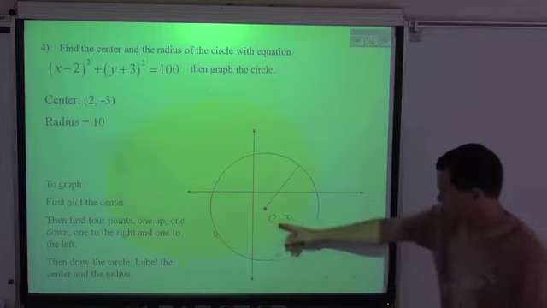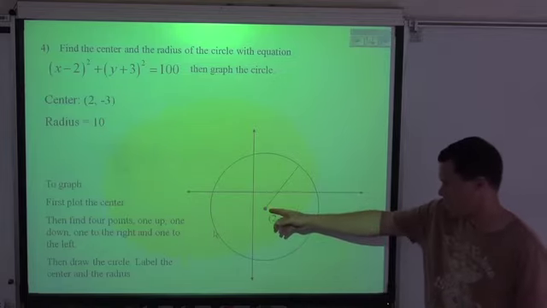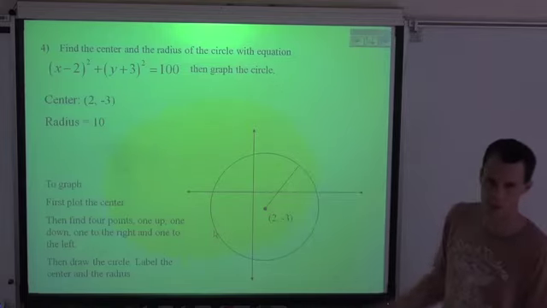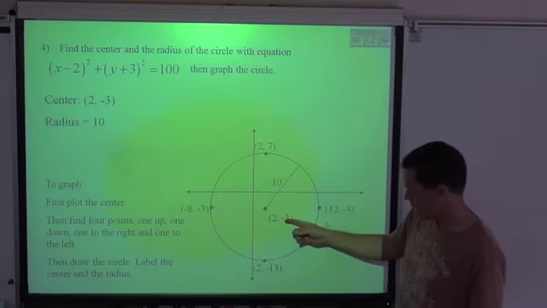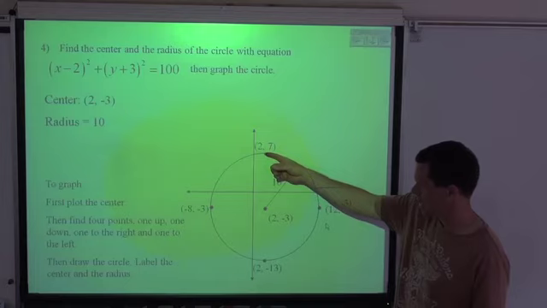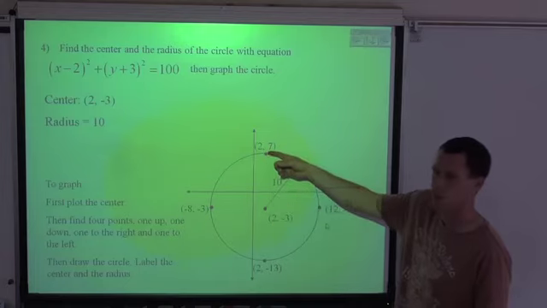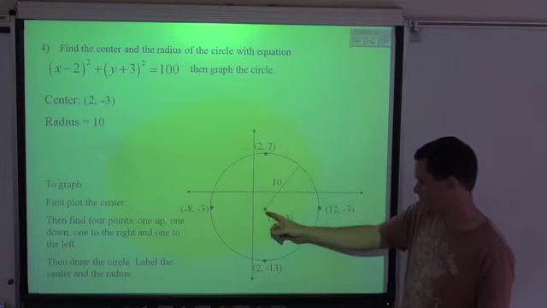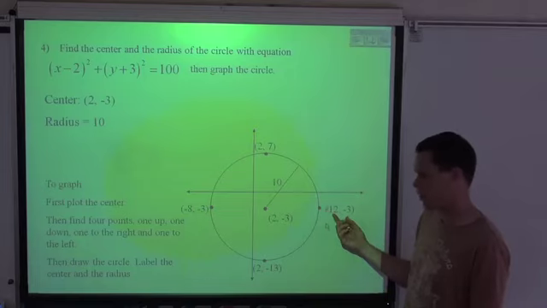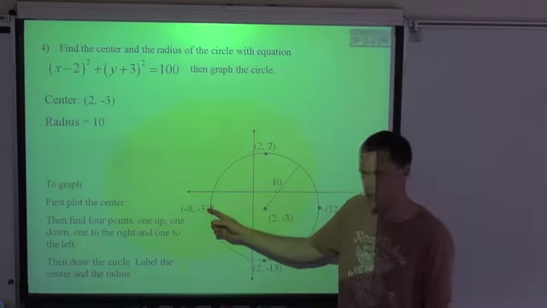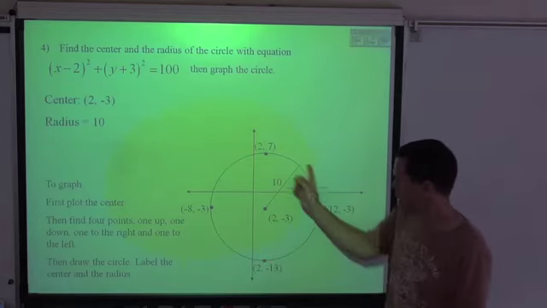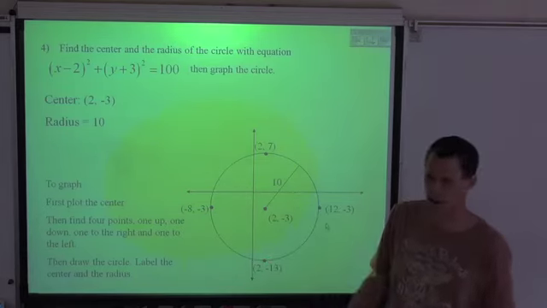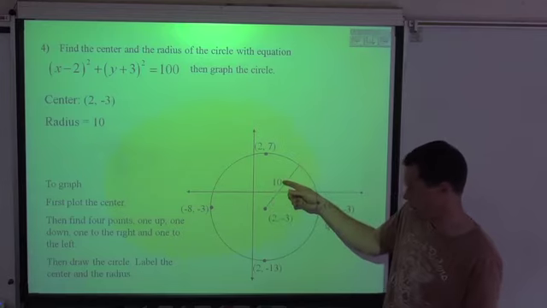I would have 2 comma negative 3. There's my center. Here's my line drawn to represent my radius. And 2, negative 3. If I go up 10 spaces, from negative 3 goes up to 7. From positive 2, you go out 10 spaces, you're at 12. Left 10 spaces, you're at negative 8. Down 10 spaces, you're at negative 13. Connect those 4 points. Put a radius on where you label.